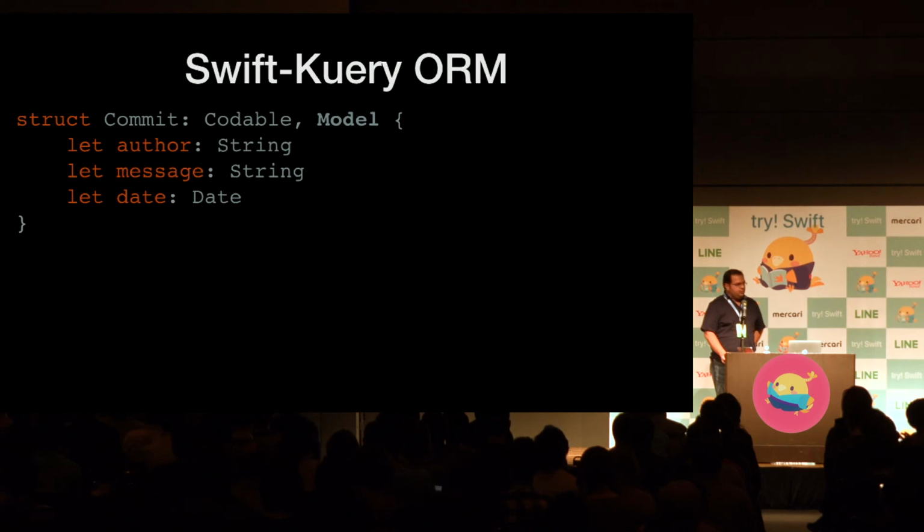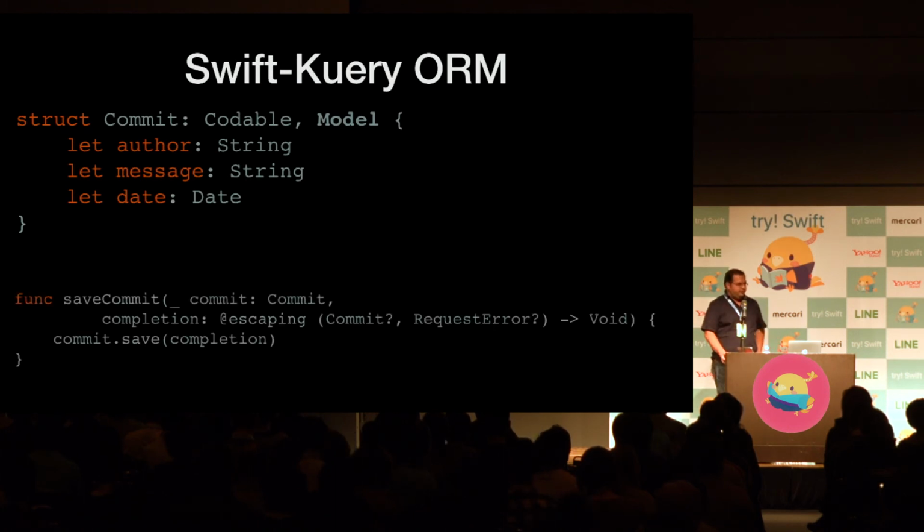All that you need to do is make sure your Codable type conforms to a type called Model, and then you inherit a lot of code. So saving a commit looks as easy as that. You just say commit.save and pass your completion handler to it. To know more about this, please attend tomorrow's workshops. We will be demonstrating this feature over there.